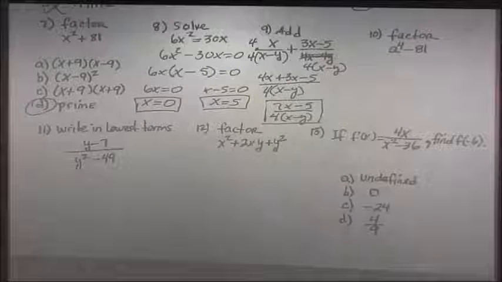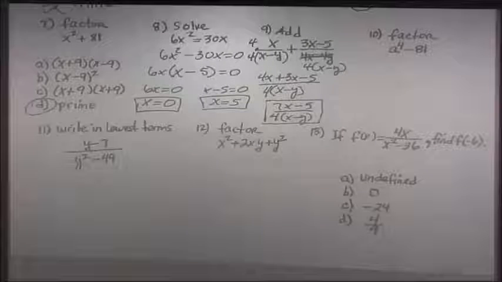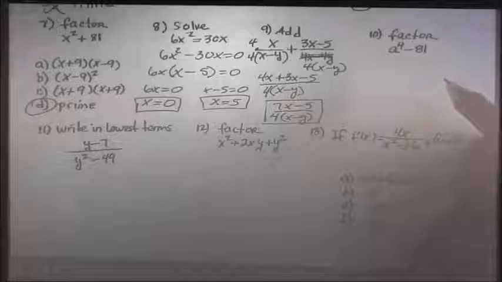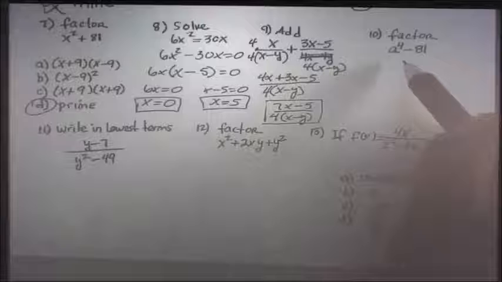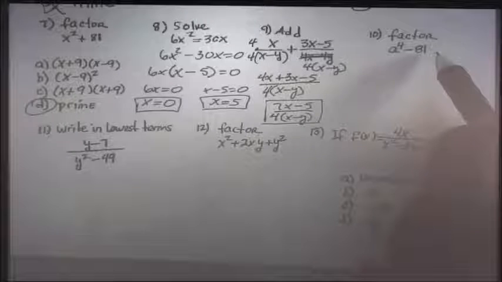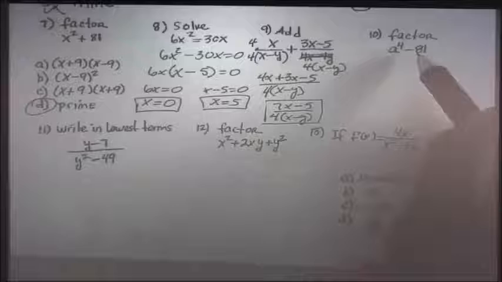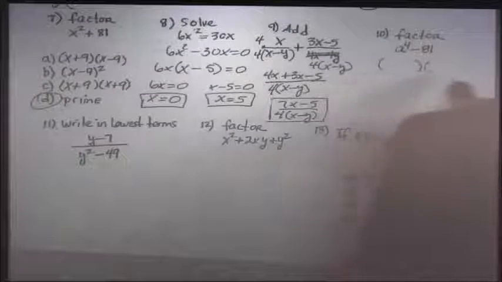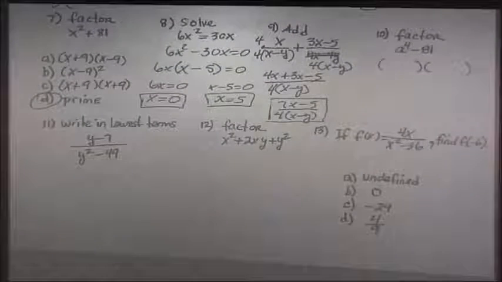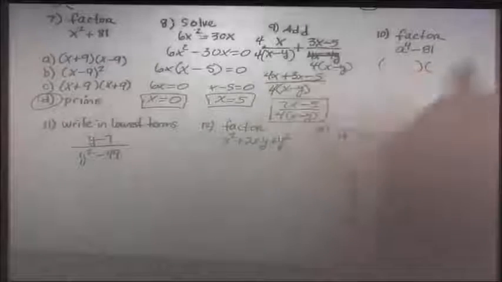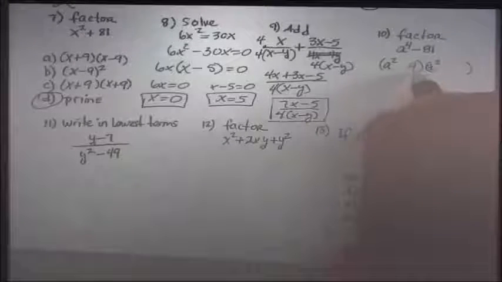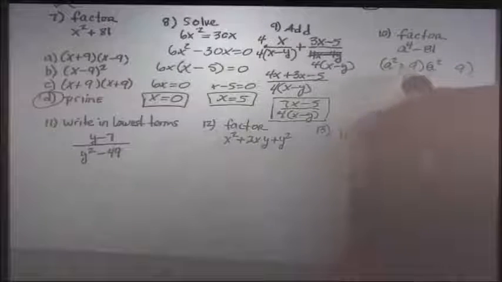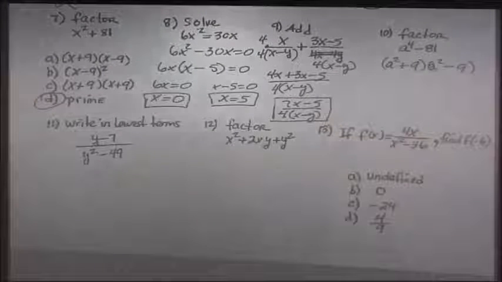Number 10, it says factor, and we have a to the 4th minus 81. Do they have anything in common between all two parts? No? Is the first term perfect? Yeah. Last term perfect? Subtraction in the middle? I can do it. I know it's going to look something like that, right? What does a to the 4th break up into? A squared, a squared. And 81 breaks up into? And then one is, and the other? That's what the definition says.